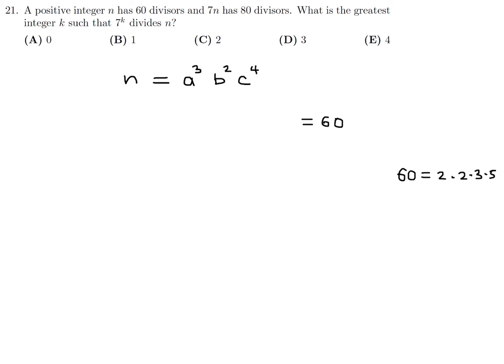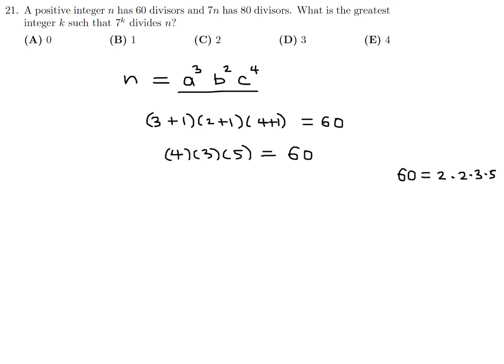Because my number of divisors, if my n is like that, would be 3 plus 1 times 2 plus 1 and times this 4 plus 1, like that. And that gives me 4 times 3 times 5, which is indeed equal to 60. All right, so far so good. Now let's start talking about 7n. We got 7n.